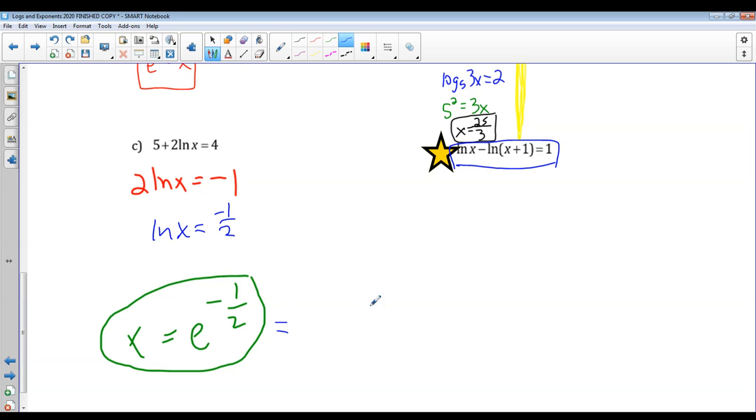And here we actually could write this a little more nicely, right? That negative exponent, well, I guess it doesn't really make a difference. But that negative exponent, we know we can rewrite it as 1 over. So either way, e to the negative 1/2 or 1 over e to the positive 1/2 is fine.